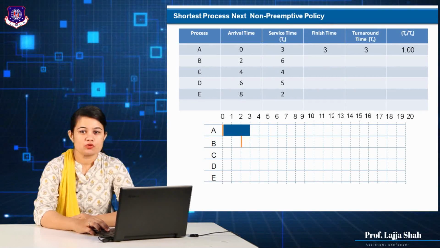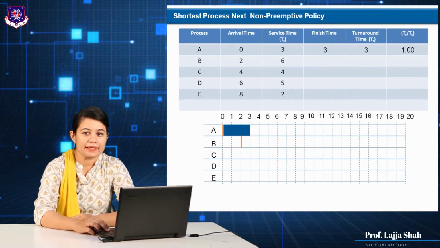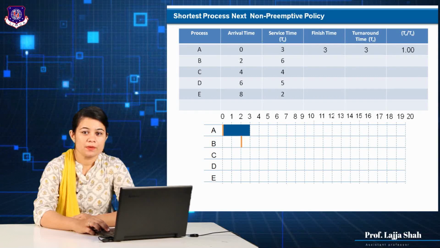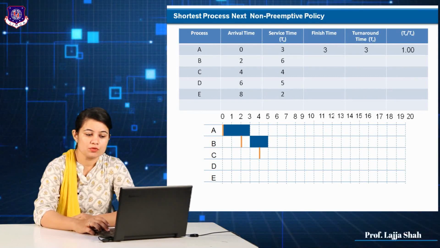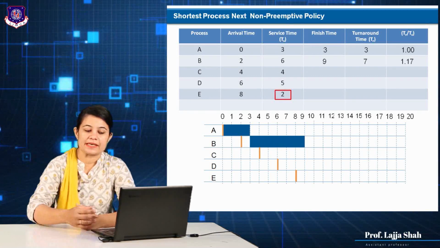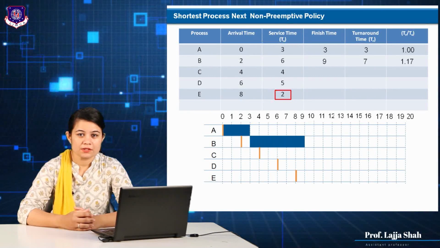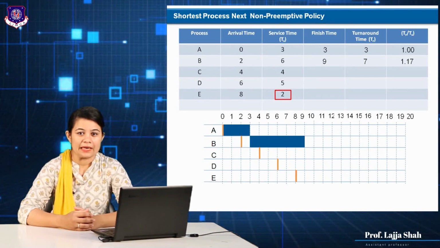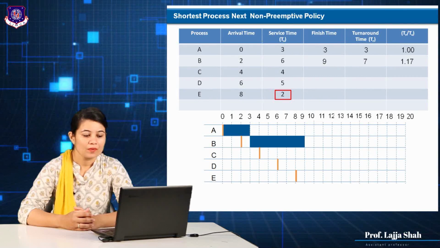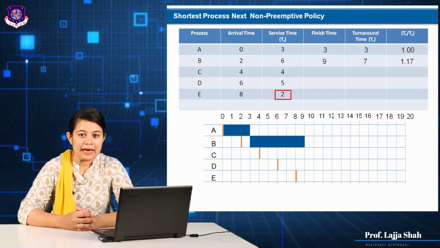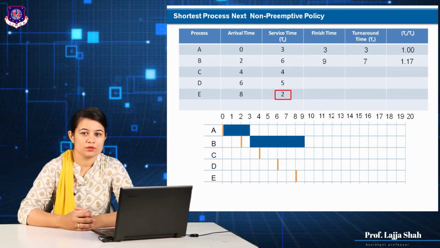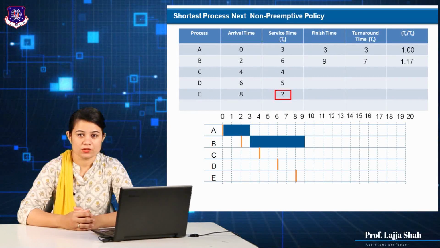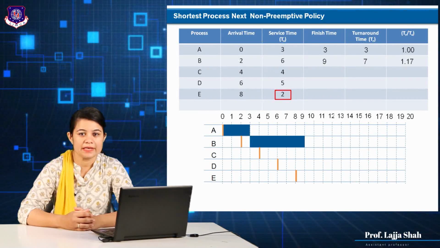Next, the current time is 3 seconds. At this time, we again have one process, so there is no need to check which process will be executed. Process B will be executed for the next 6 seconds. While process B was executing, 3 new processes arrived in the system: process C, process D and process E. At this point, we have multiple processes for execution, so we need to decide among all 3 processes which should be executed next.